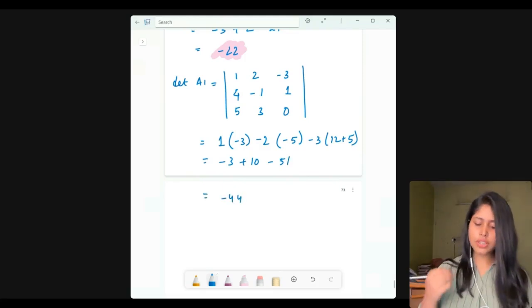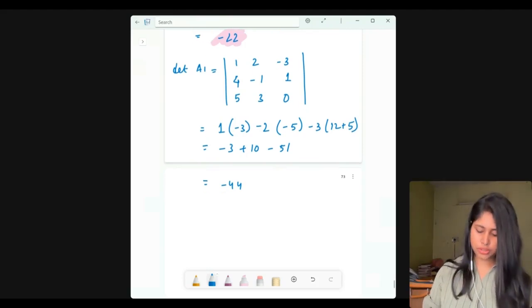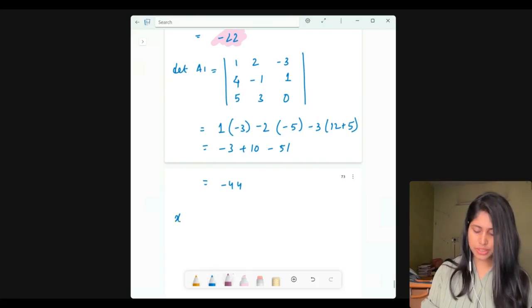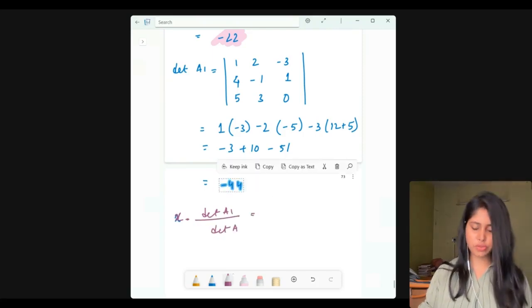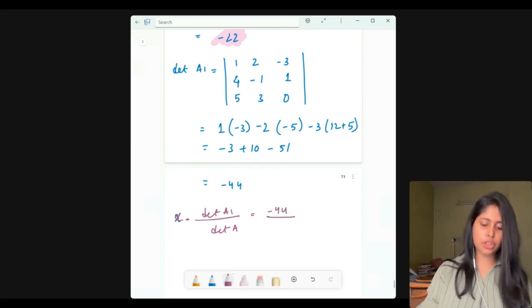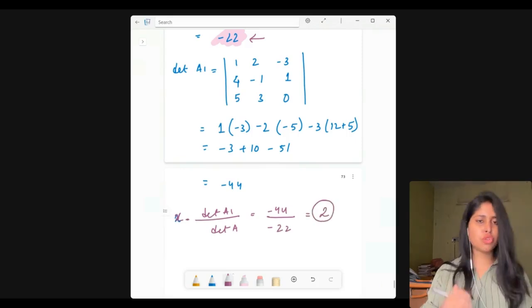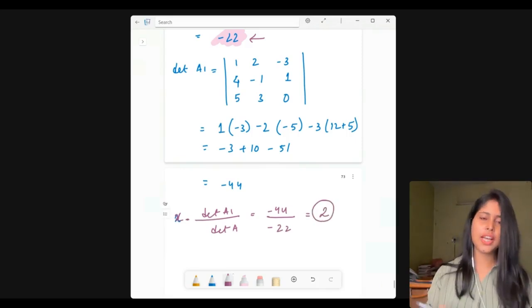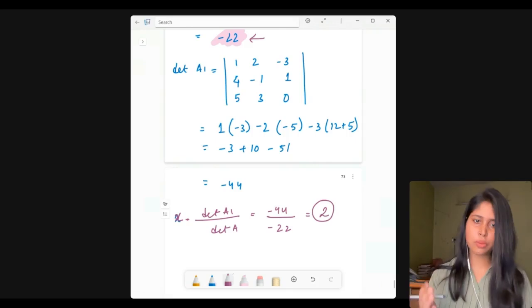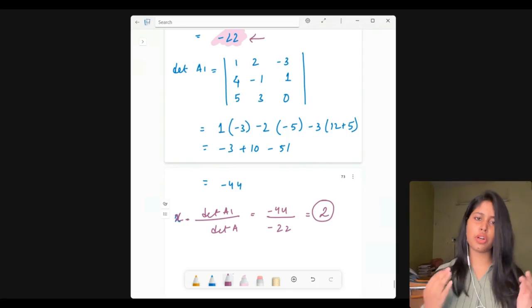Now, how do you find x here? X is the determinant of A1 divided by the determinant of A. The determinant of A1 is minus 44, and the determinant of A is minus 22. So x is equal to 2 here. We have got our first unknown. What I prefer is to first calculate all the determinants of A1, A2, and A3, and then at last find the solution for the unknowns.